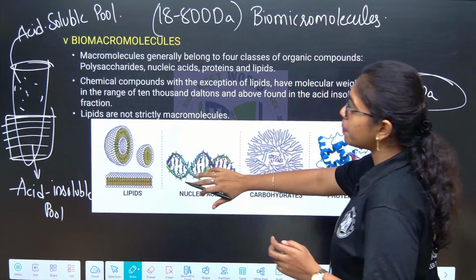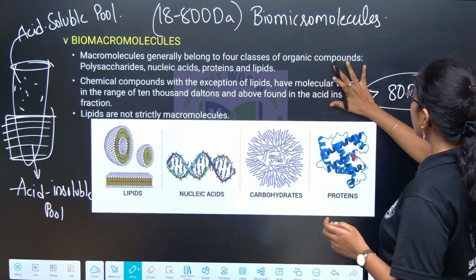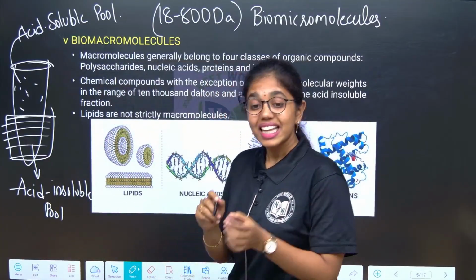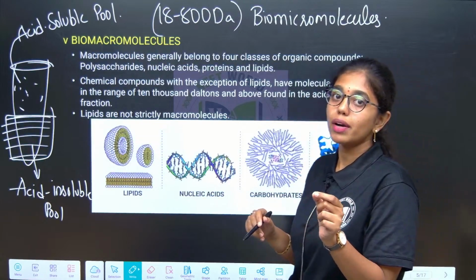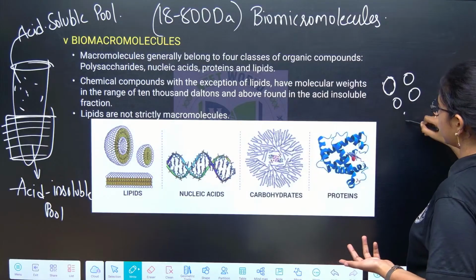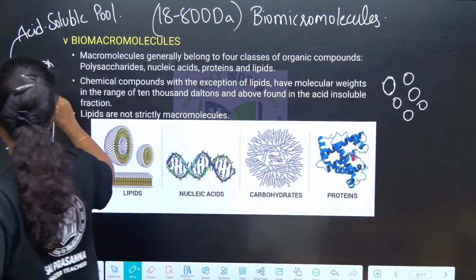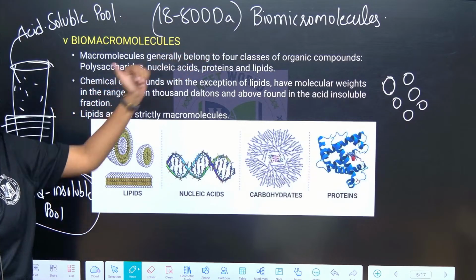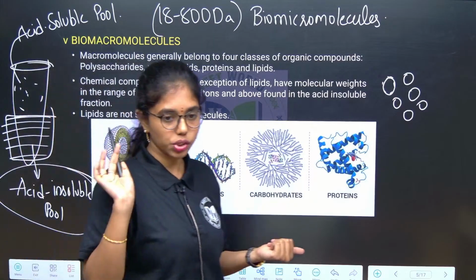But these lipids are placed in the acid insoluble pool because when the living tissue gets slurred with trichloroacetic acid, the cell membrane gets ruptured, and the cell membrane, as you all know, is composed of lipids. These lipids form vesicles. These vesicles are not soluble, that is why they enter the acid insoluble pool. So with respect to molecular weight, they would land in the acid soluble pool, but with respect to solubility, they land in the acid insoluble pool. This is the story of acid soluble and acid insoluble pools, and of biomicromolecules and biomacromolecules, which you will see in the introduction of this chapter.